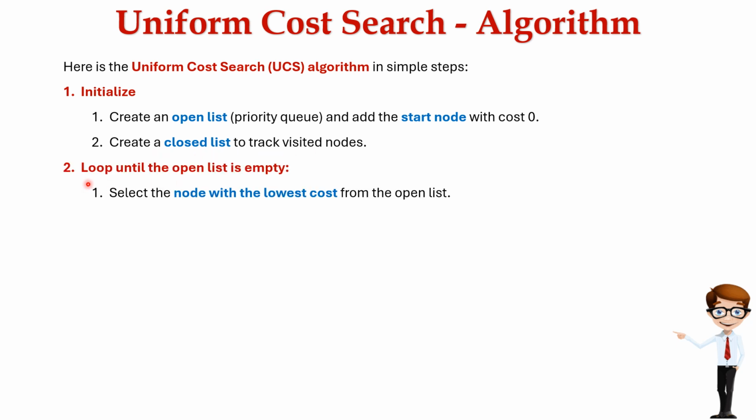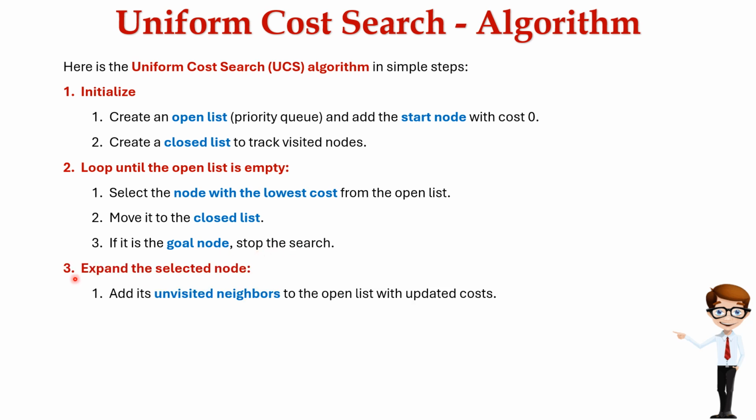Step 2 is loop until the open list is empty. That is, we need to select the node with the lowest cost from the open list. Next we have to move it to the closed list. If it is the goal node, then we have to stop the search.